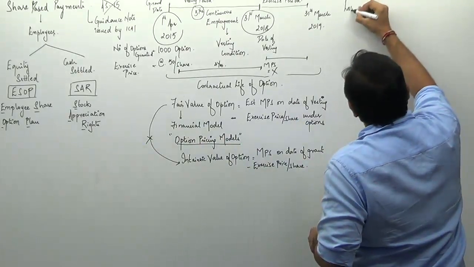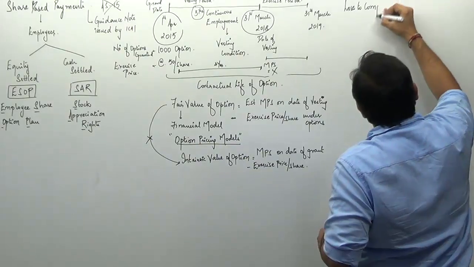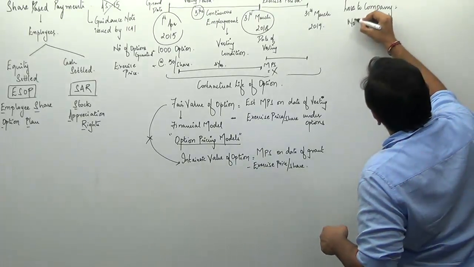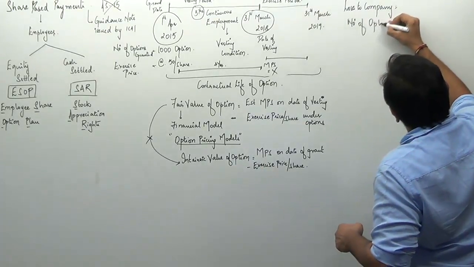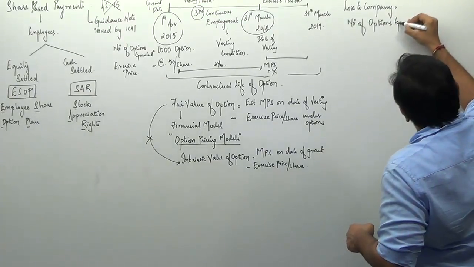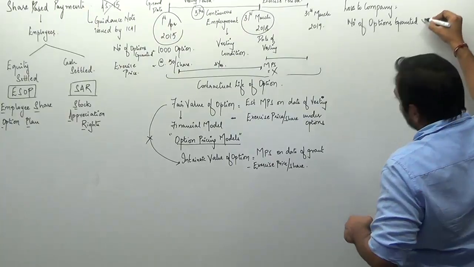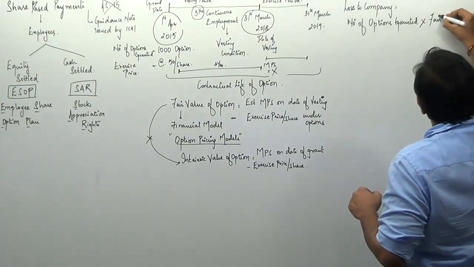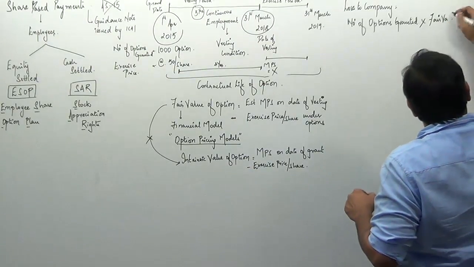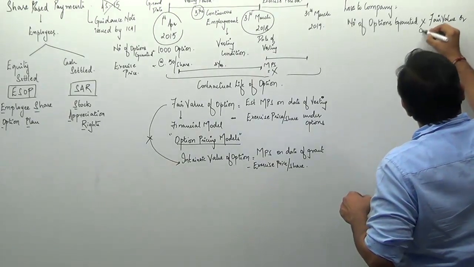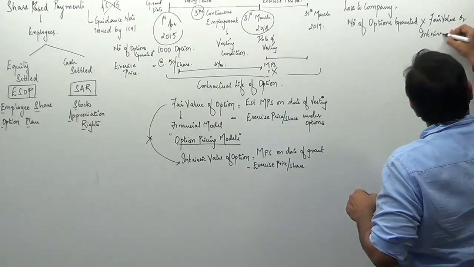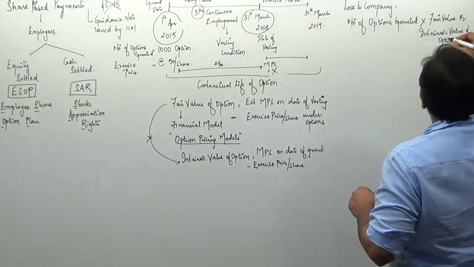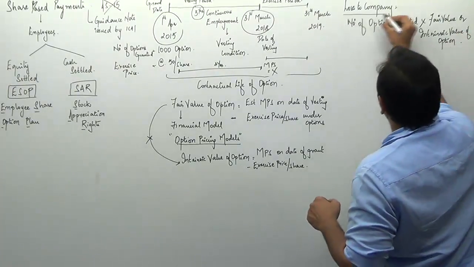Yes, guys, what is the loss to company? Loss to company is number of options granted multiplied by either the fair value or the intrinsic value of option. This can be called loss to company.